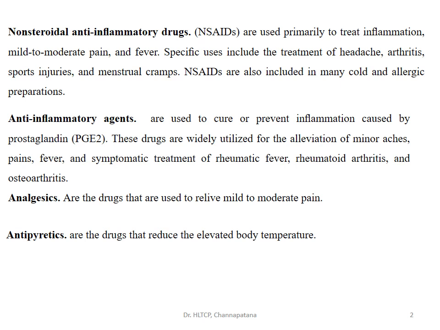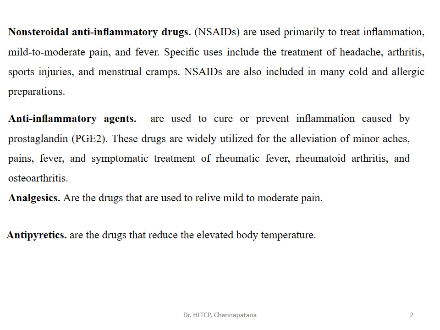The actual definition of anti-inflammatory agents: they are used to cure or prevent inflammation caused by prostaglandins, that is PGE2. And already I told you that these can be used in pain, fever, that is symptomatic relief from rheumatoid arthritis and osteoarthritis.